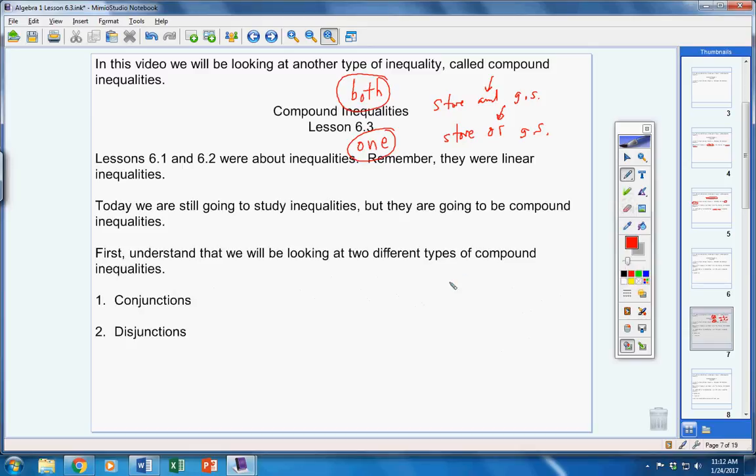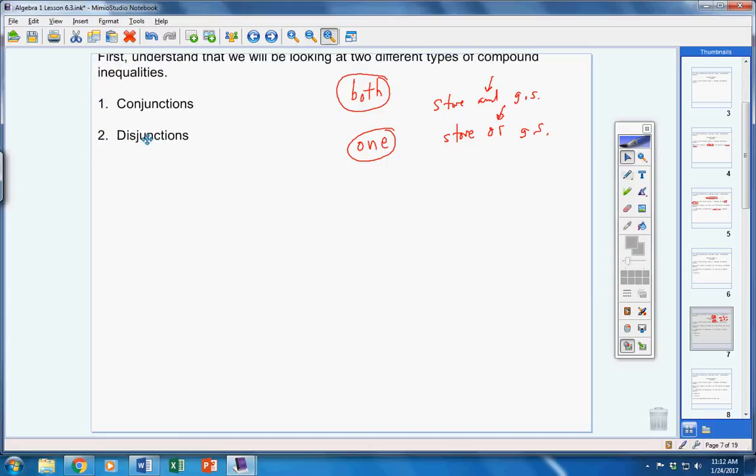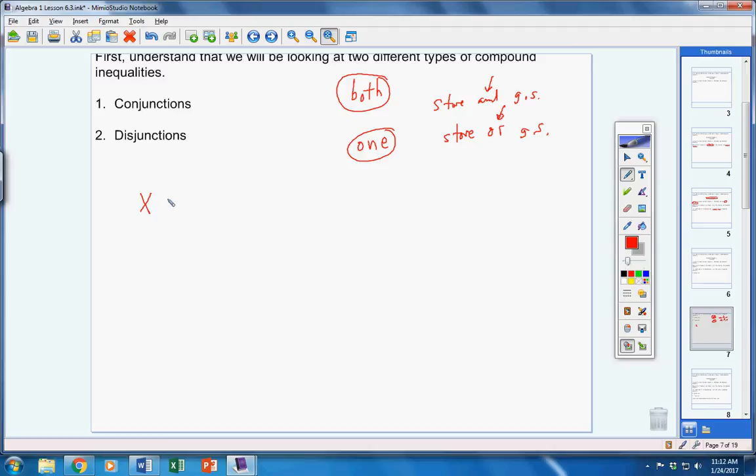Now, let's talk about disjunctions, okay? Here we go. Please take some really good notes on disjunctions. First of all, here's what a disjunction looks like. Please write this down. A disjunction is two different inequalities. That's why it's compound with the word or written in between them. Okay? That's what a disjunction looks like, so please make note of that.